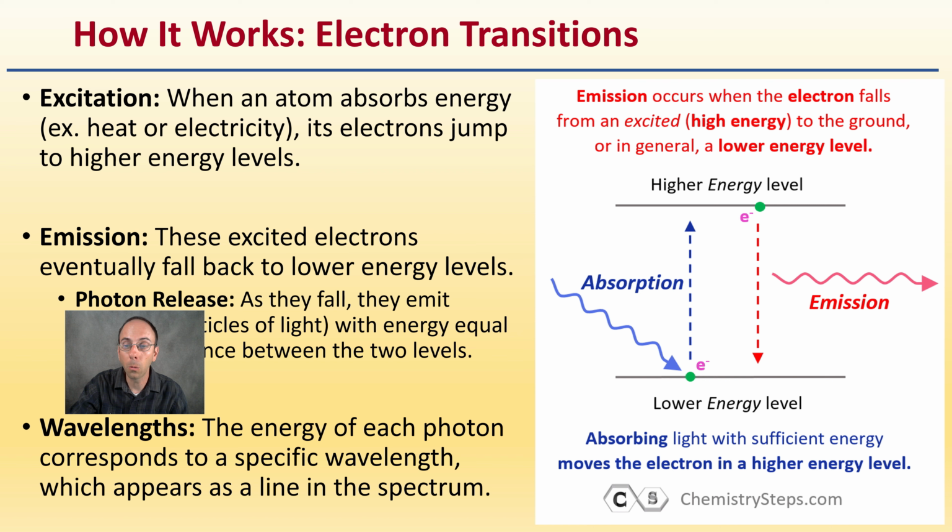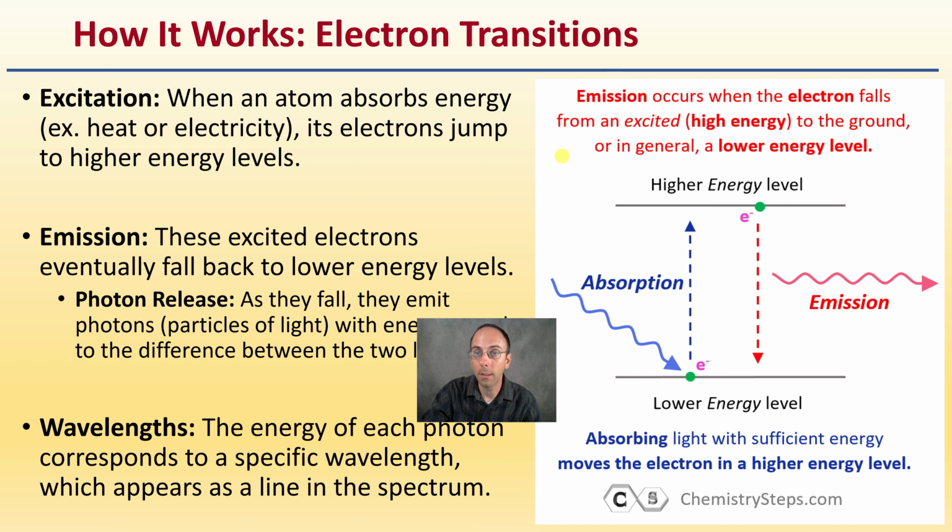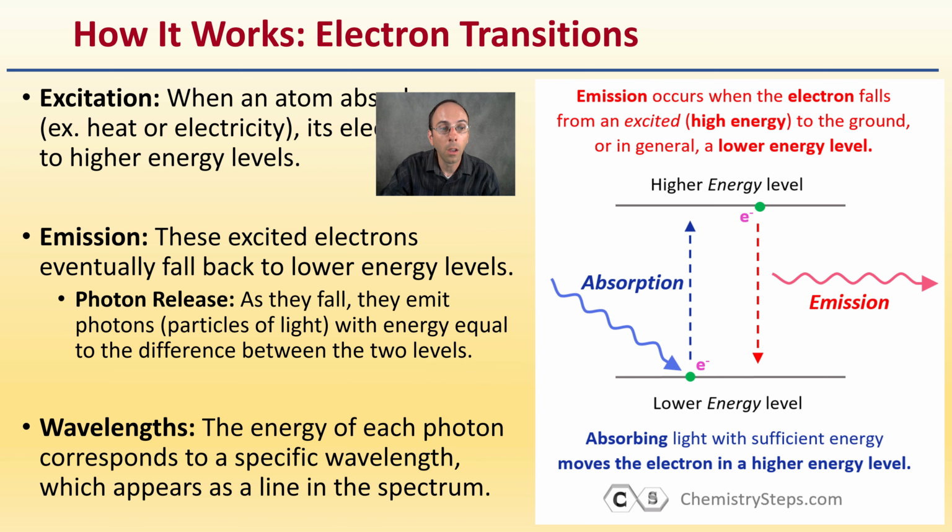So how does this basically work? What's the concept behind this? Well, we have the excitation stage, which is when an atom absorbs energy, usually through heat or electricity, and it jumps up in energy level. Visually, we don't see anything associated with that portion. Then we get into the emission. This is where the excited electrons eventually fall back down to lower energy levels. A photon of energy is released as they fall, and they emit those typically as particles of light with energy equal to the difference between the two energy levels.